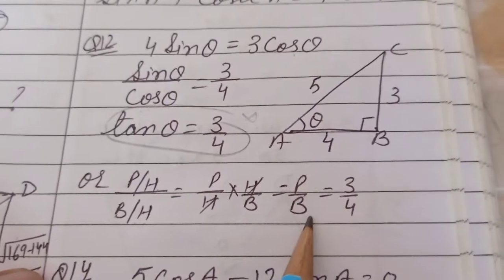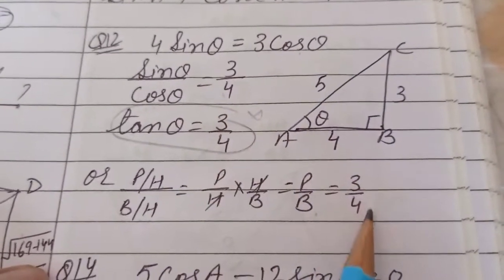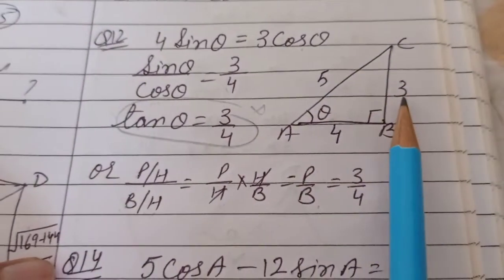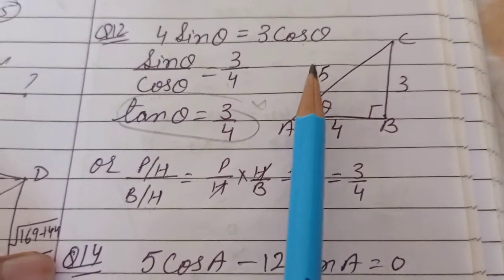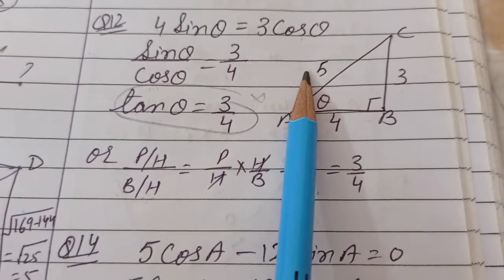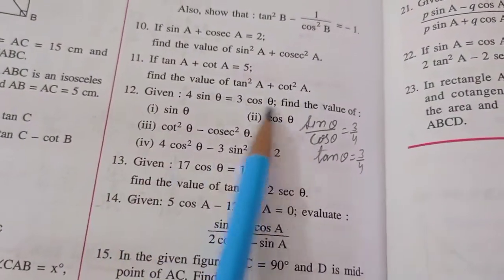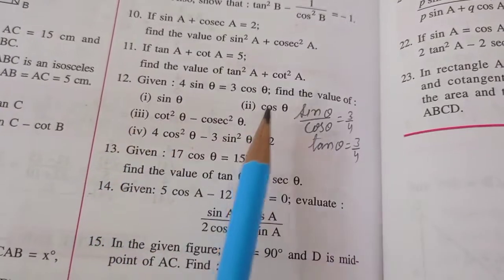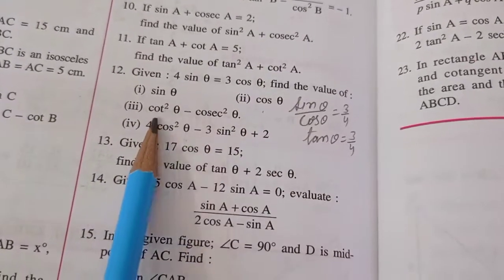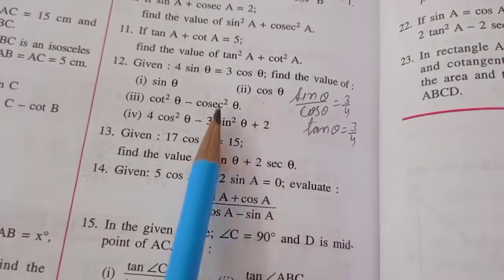You are left with P over B, that is 3 by 4. Now perpendicular is 3 and base is 4. The third side we can find out using Pythagoras theorem. Now these parts you are asked to find out. All three sides I have got. Clear? Using all the sides you can find all these trigonometric ratios.